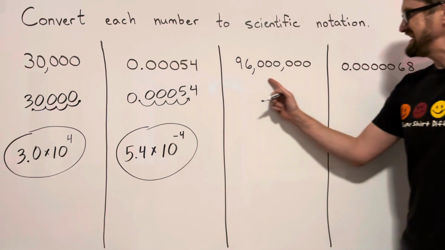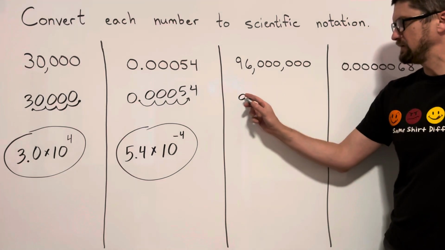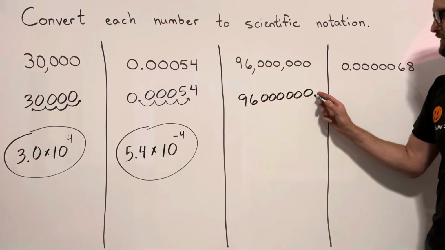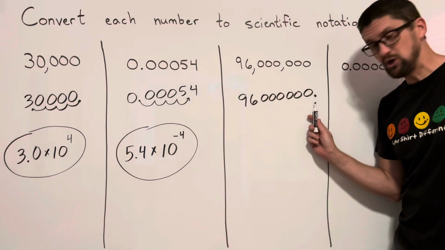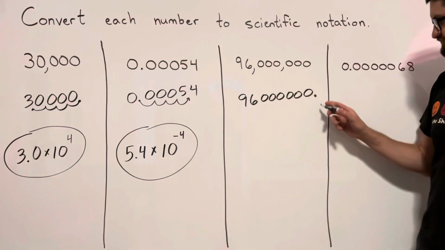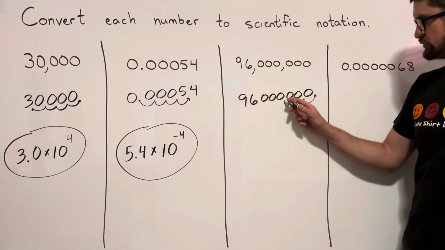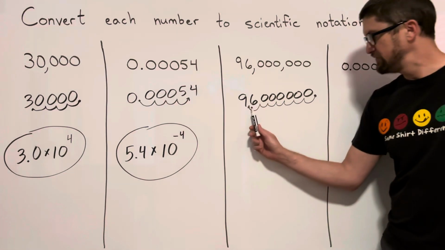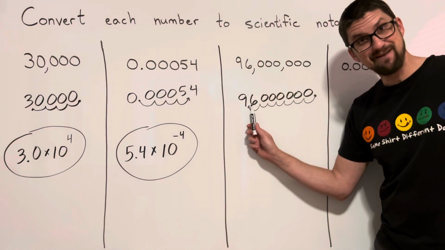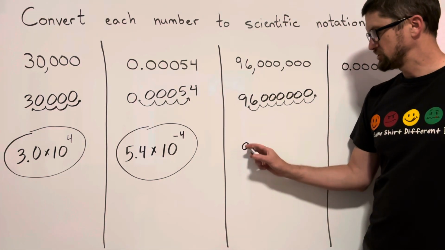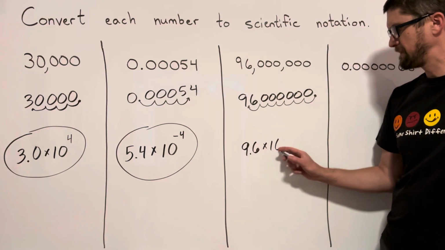All right, let's look at 96 million. The decimal point's right here. I'm going to move it to create a number between 1 and 10. 1, 2, 3, 4, 5, 6, 7. I'm going to move it 7 spaces. That makes a 9.6. So it's going to be 9.6 times 10.